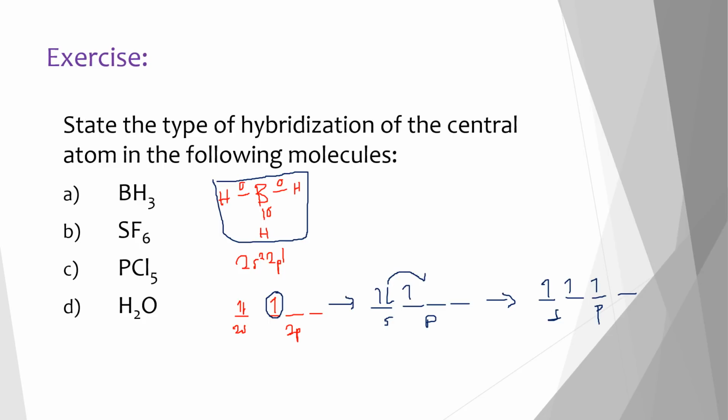Okay, since you already have all three single electrons, that means right now boron can form three sigma bonds. When it can form three sigma bonds, it means it can form three bonds with the hydrogen. So right now it only uses two of the p orbitals. So the hybridized state for the boron is sp2. Okay, so for BH3, the hybridization state is sp2.